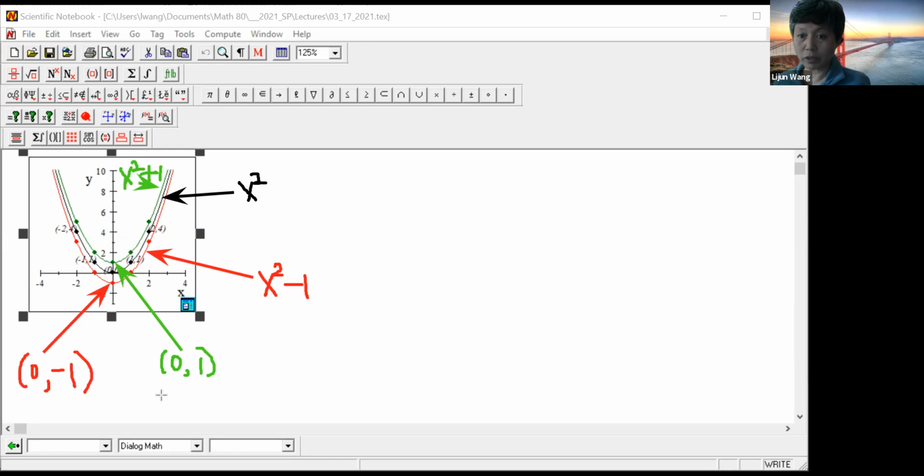You can see these 3 points are on each of their respective curves. They have the same input, different output. Why different output? Because the rule is different. The green is x squared plus 1, the red is x squared minus 1, and the black is x squared itself. This tells you the shifting, and it's the same for these other points.